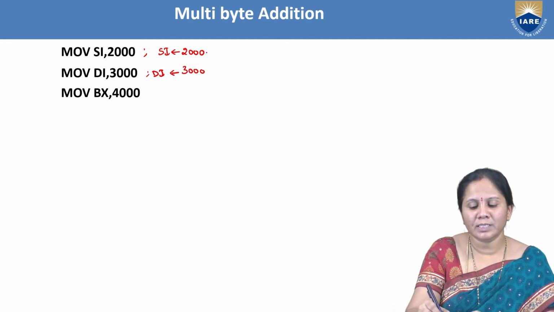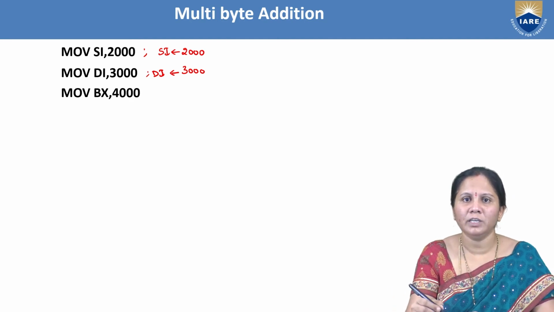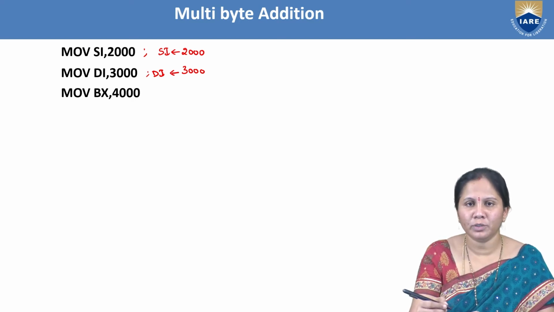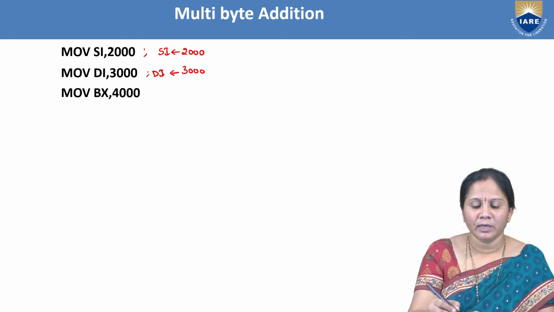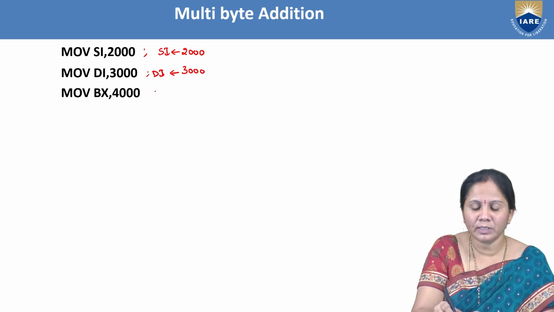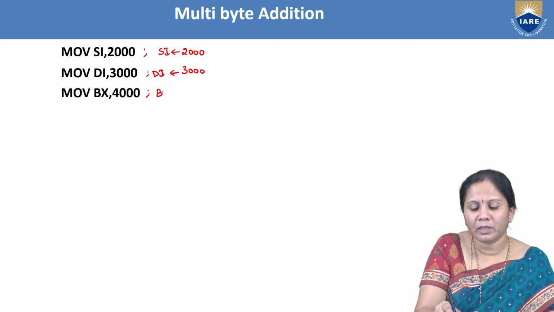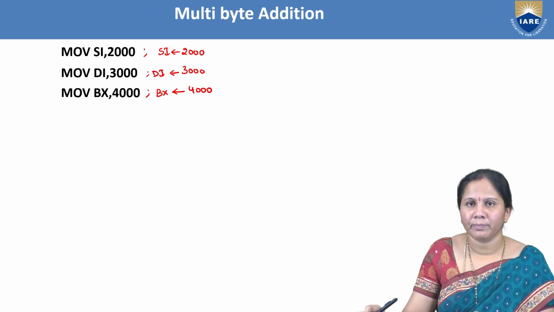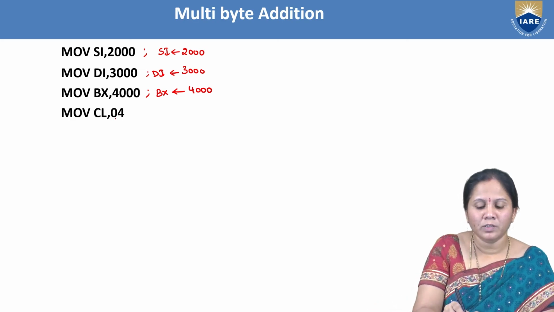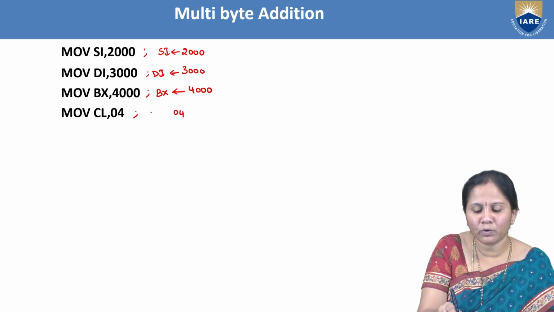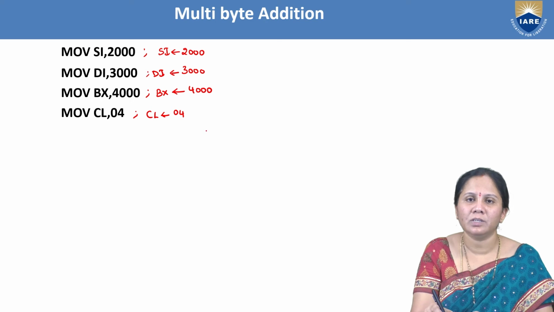And so in this SI, we can have all the inputs related to A and all the inputs related to B. In order to give with the help of memory, you have to use the base register. So MOV BX, 4000. It represents the value 4000 will be moved into the BX register. Now, MOV CL, 04. So what it represents here is the value 04 will be moved into the CL register.